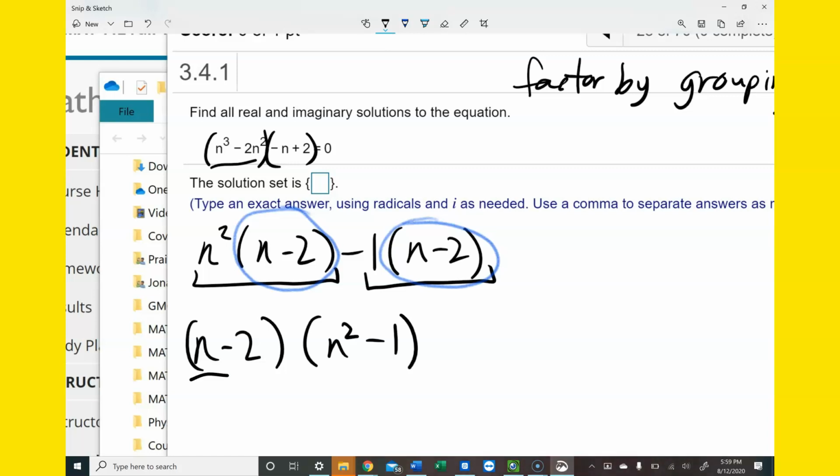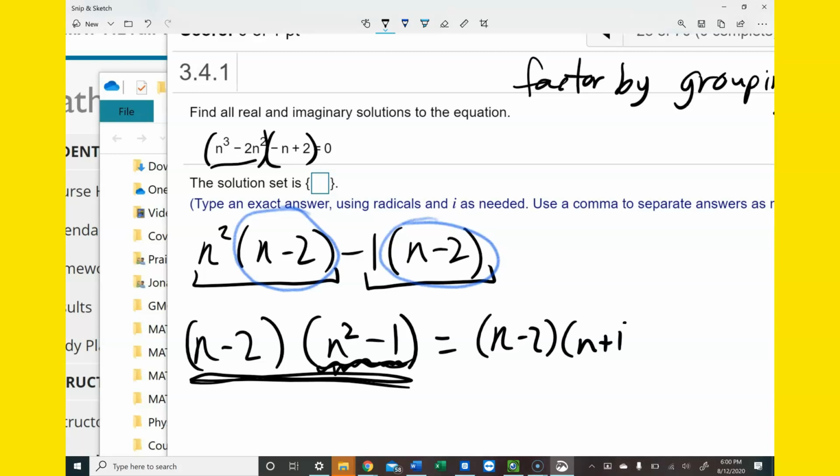And so this is a good factorization of that original 4-term polynomial. This is how you factor by grouping. I can actually do some more here because this part right here is a difference of squares that can factor more. So the final factorization will be n minus 2, n plus 1, n minus 1. And so my solutions are 2 and plus or minus 1, or 2, 1, and negative 1.